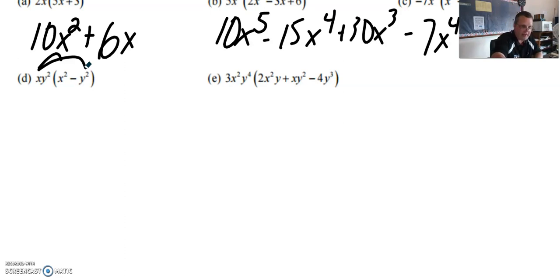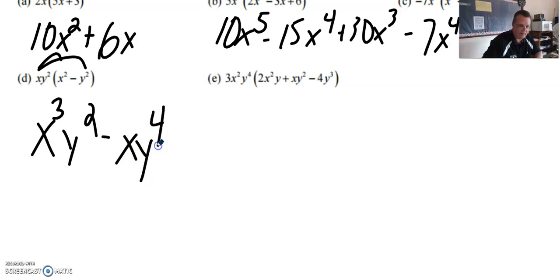So in this first one, xy squared times x squared gives me an x cubed y squared minus. And then you have xy squared times y squared, xy to the fourth. So you only add the exponents of the like base.